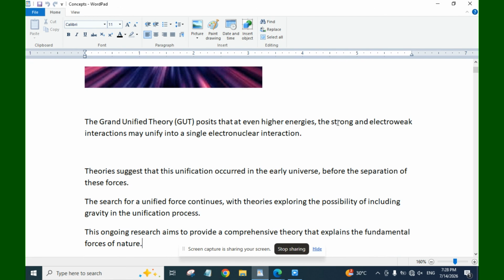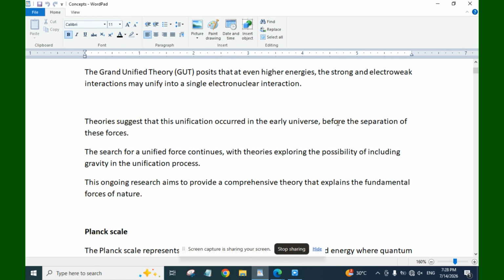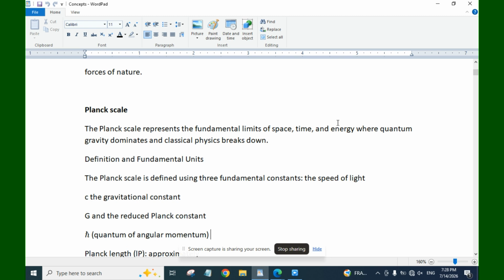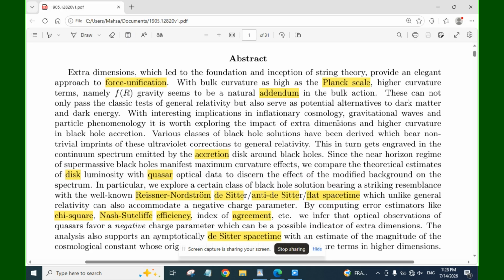Theories suggest that these unifications occurred in the early universe before the separation of these forces. The search for a unified force continues, with theories exploring the possibility of including gravity in the unification process. This ongoing research aims to provide a comprehensive theory that explains the fundamental forces of nature. So, the rest of the article.